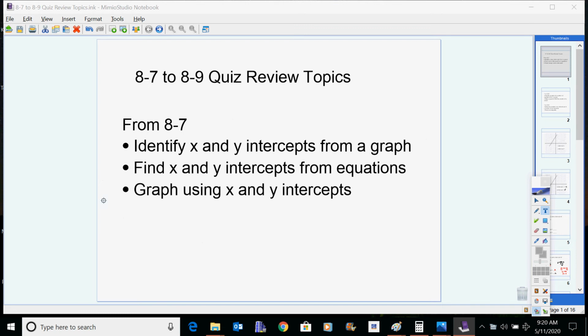Okay, first of all, from section 8.7, you're going to need to be able to identify the X and Y intercepts from a graph, find the X and Y intercepts from equations, and graph using the X and Y intercepts. Now, we're going to have specific examples as we go through of these topics, so you don't have to necessarily write down all these topics, but understand that this is your master list that you're going for.